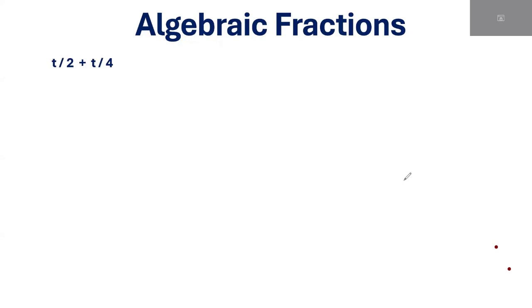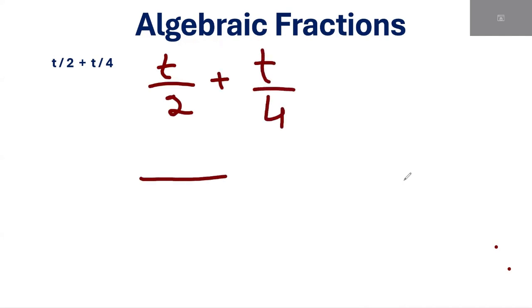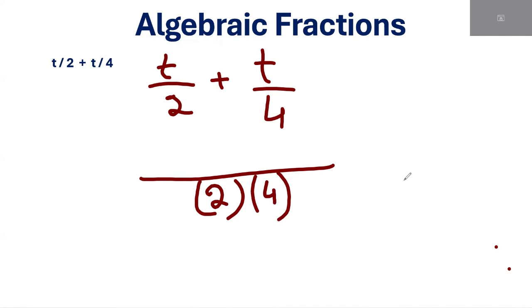t divided by 2 plus t divided by 4. Let's try to take the LCM for this. Now you can write 2 multiplied by 4. 2 multiplied by 4 will give us 8, which we will write in the next step.